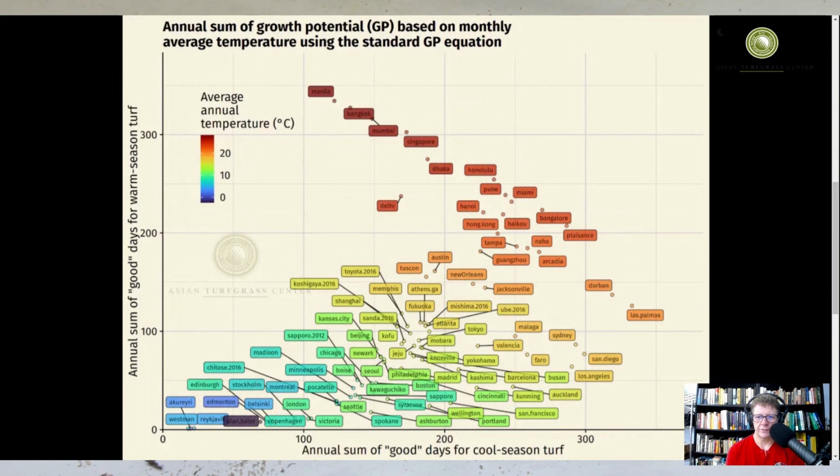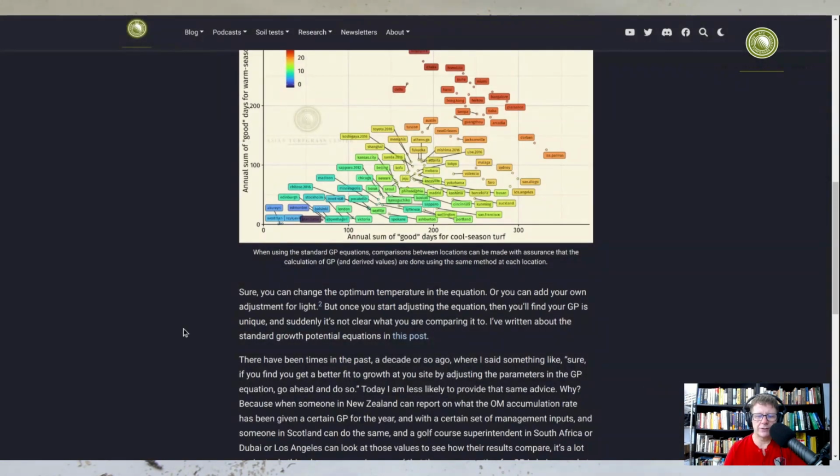And a lot of those places like that I mentioned, Malaga, Faro, Sydney, San Diego, Los Angeles, Durban, Las Palmas, they start moving into places that are dominated by warm season grasses actually. And so that's kind of a cool chart. And if you're interested in these types of comparisons, then you can look at it and you can see how your location might compare to another location.